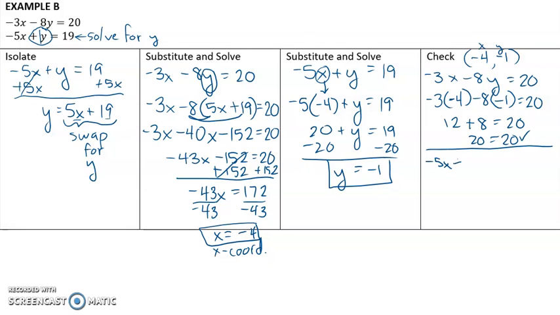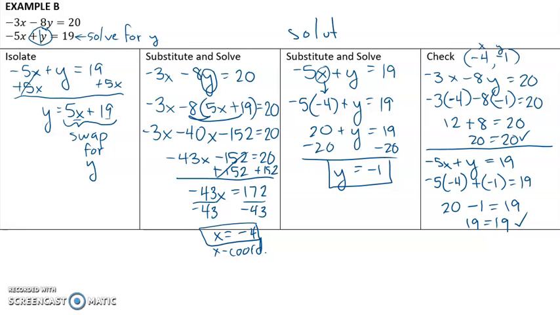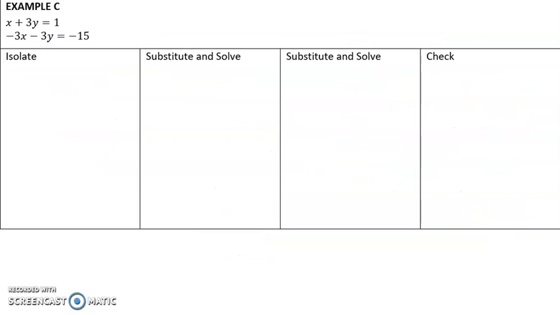So negative 5x plus y equals 19. Plug in. So we have negative 5 times x is negative 4, plus y is negative 1, equals 19. And we simplify. Negative 5 times negative 4 is 20. Minus 1 equals 19. Yay! It works, so I know for sure now that my solution is negative 4, negative 1. Okay, substitute, solve, check. Here we go, one more together.